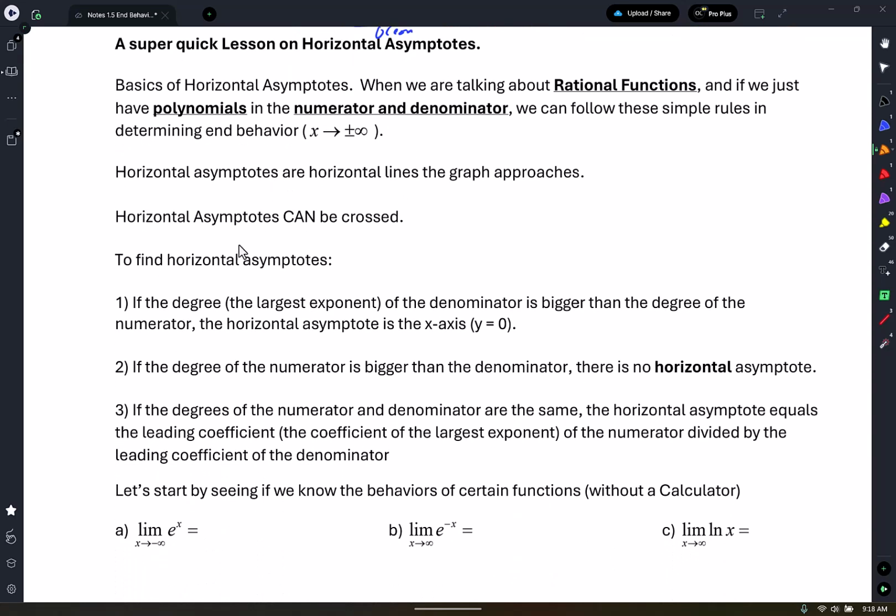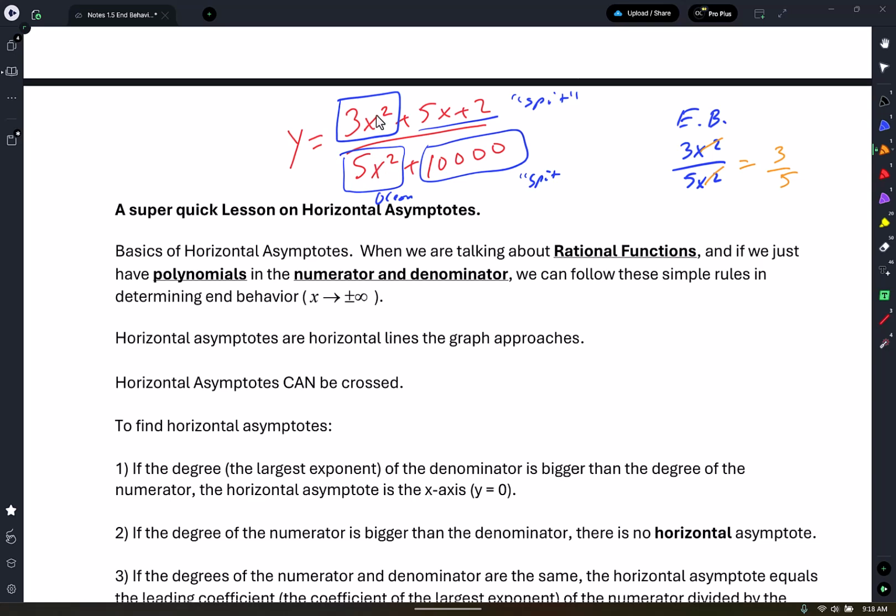All right, so by the way, if the degree of the denominator is bigger than the degree of the numerator, my horizontal asymptote would be 0 because that's my end behavior. The bottom's growing faster than the top. I have no idea what you're talking about. Look, 1 divided by 1 is 1. 1 divided by 10 is 0.1. 1 divided by 100 is 0.01. 1 divided by 1,000 is 0.001. Look what's happening. It's approaching 0.